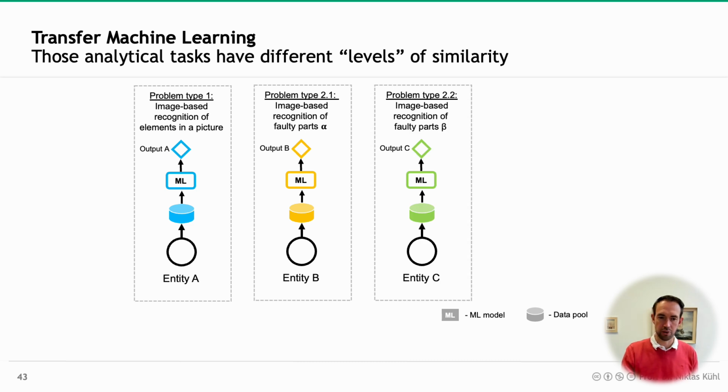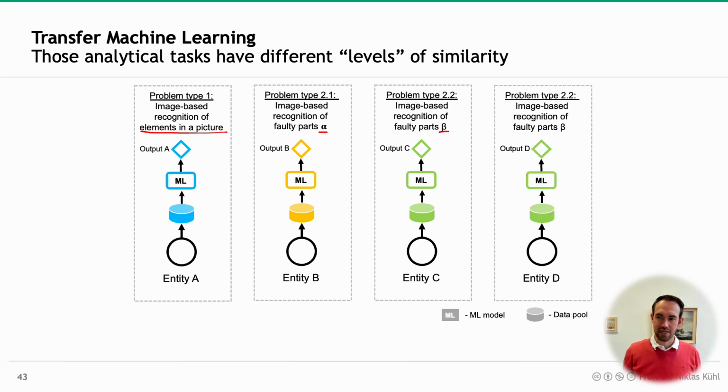We have problem type 2.2 again for entity C, which is very similar, but now we're talking about faulty parts beta, right? So very, very similar, but in the end, we're looking at a slight change over here, right? And in problem type 1, it was all about elements in a picture. Now, interestingly, let's say we have problem type 2.2 again, but for a different entity. This is D, this is C, and they're interested in the same parts. What can we learn here is that these problems are different but same.